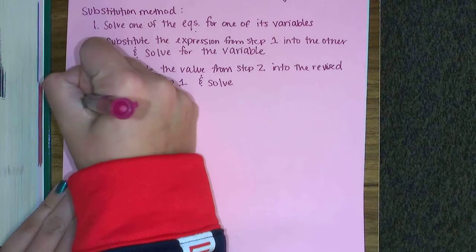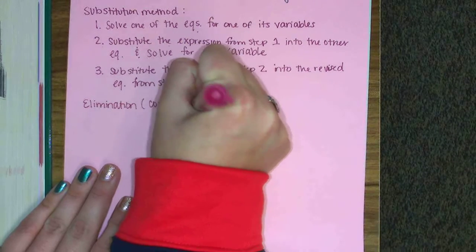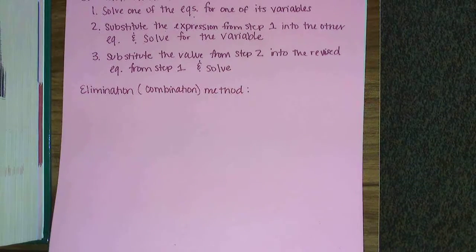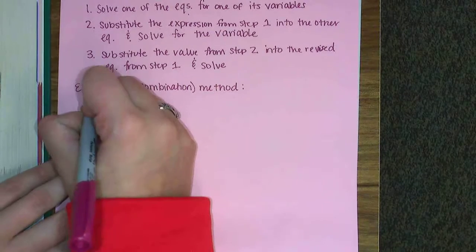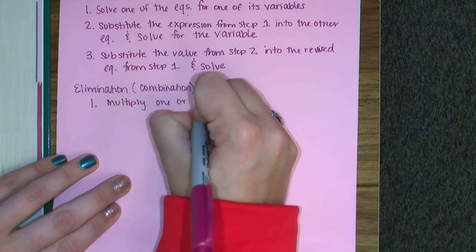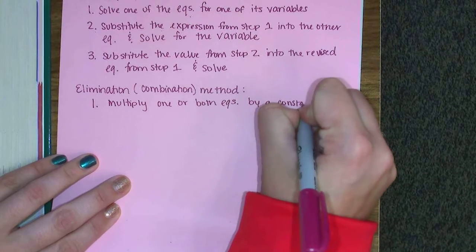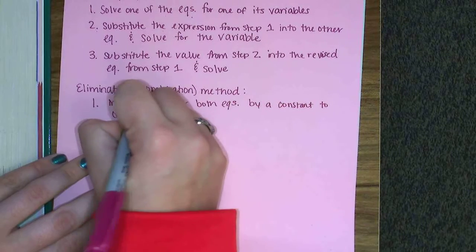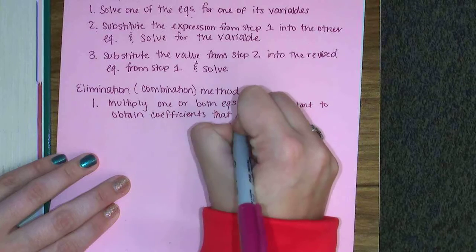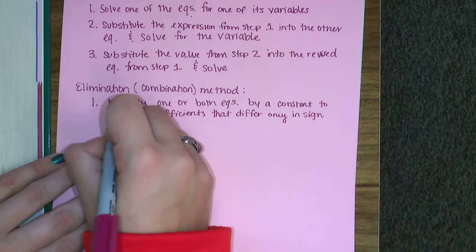But then we have the elimination method. Another name for it is combinations, or the combination method. I use those words interchangeably, so if you hear one, not the other, just know they both mean the same thing. These steps are slightly longer than the steps above, but there's still just 3 of them. So first, we multiply one or both equations by a constant to obtain coefficients that differ only in sign for one of the variables.